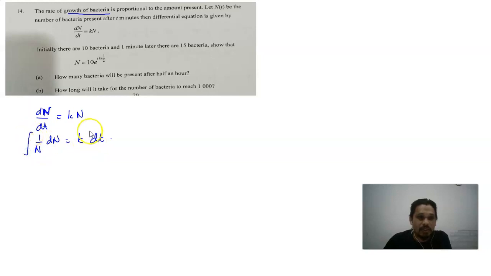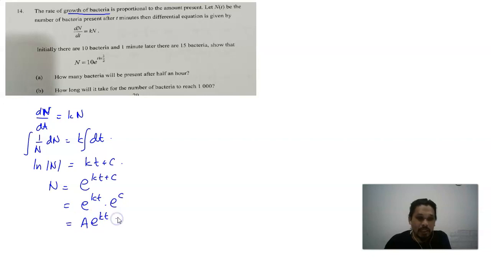So integrate left and right. Again, natural log of n equals k t plus c. So apply the constant e here and here. Then n equals e power of k t plus c. It is e power of k t multiplied with e to the power of c. It is a e power of k t.